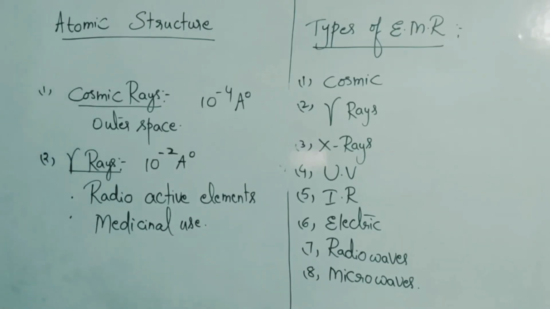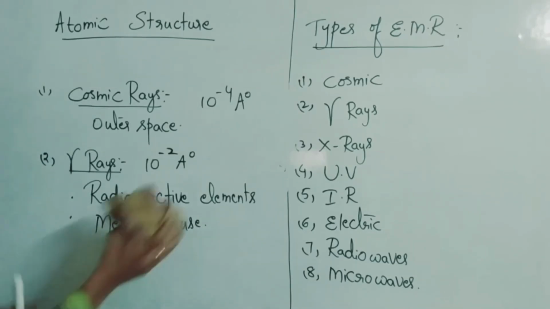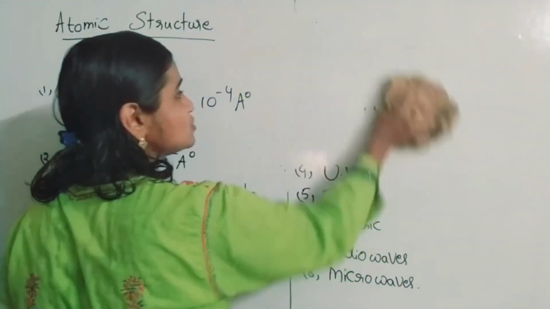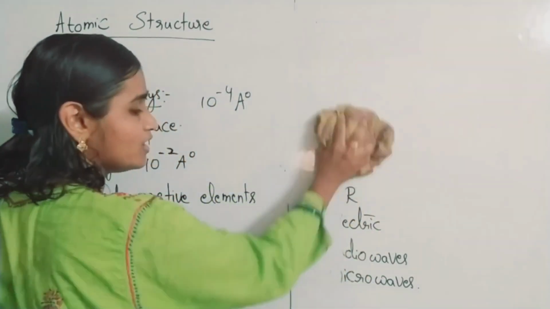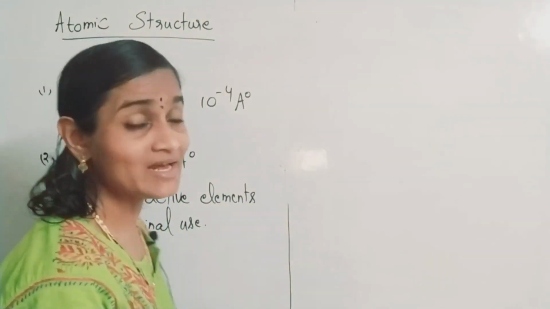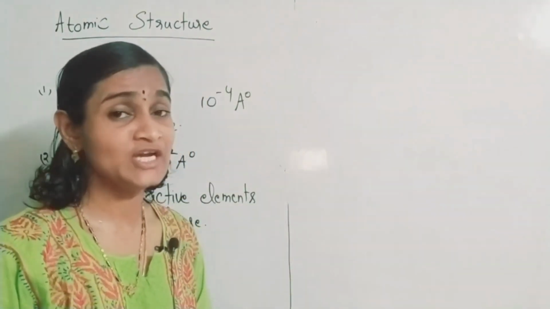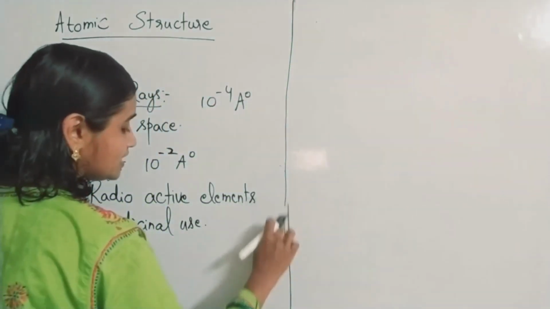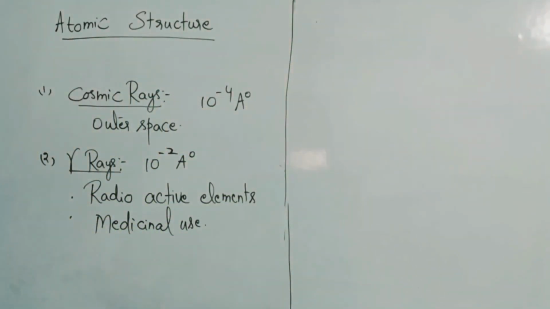Next we go for what? The third one is X-rays. X-rays have a wavelength of around 1 angstrom. Now 1 angstrom, you all know angstroms are the units to measure what? Wavelength. Yes, 1 angstrom is equal to how much? 10 to the power of minus 10 meters, or 10 to the power of minus 8 centimeters.